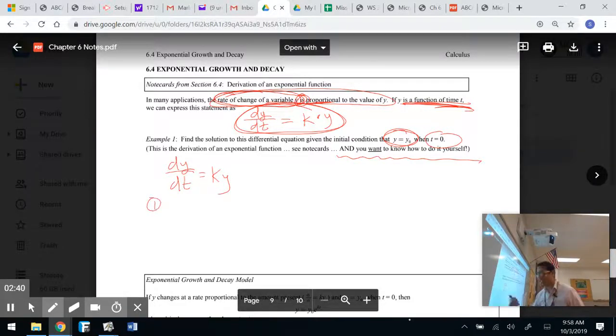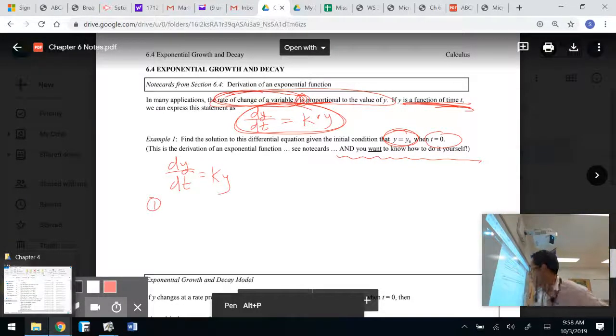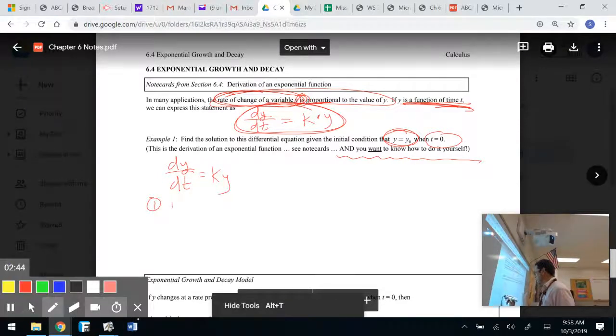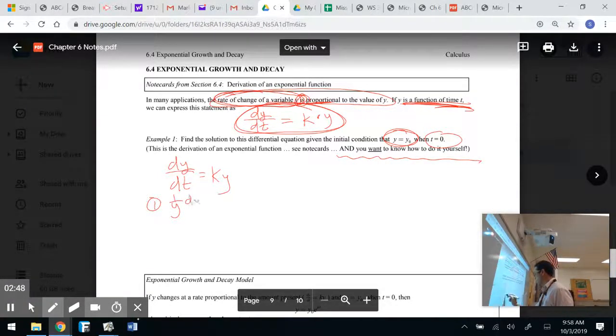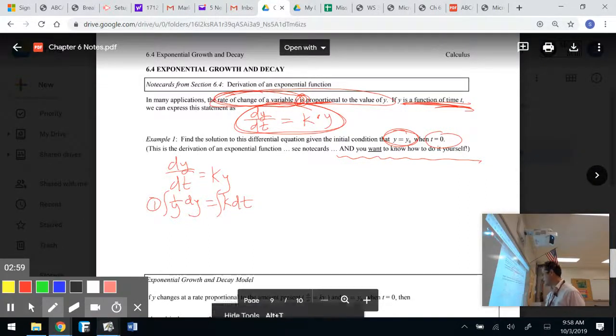Remember, we have 2 steps. First step, separate. I have t's and I have y's, so I'm going to get all my y's on one side. I'm going to divide by y over here, and on this side I'm going to multiply by dt. And then I'm going to take the antiderivative of both sides, right, class? A little antiderivative, a little antiderivative.